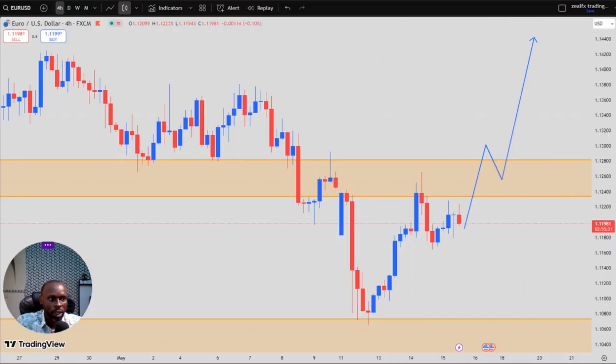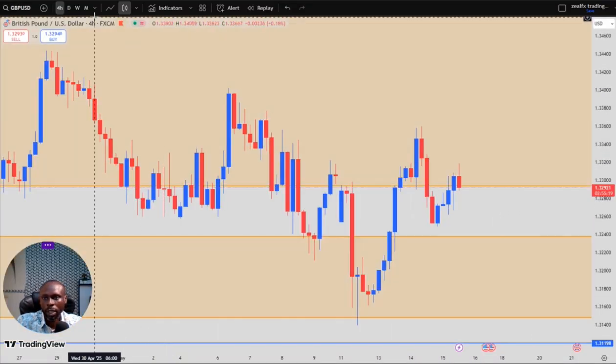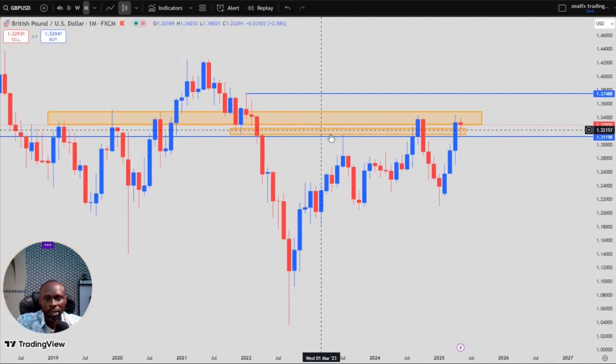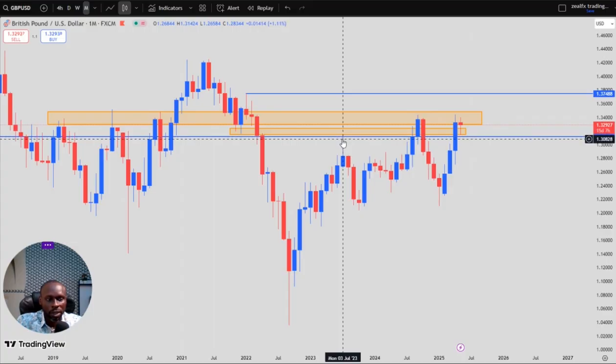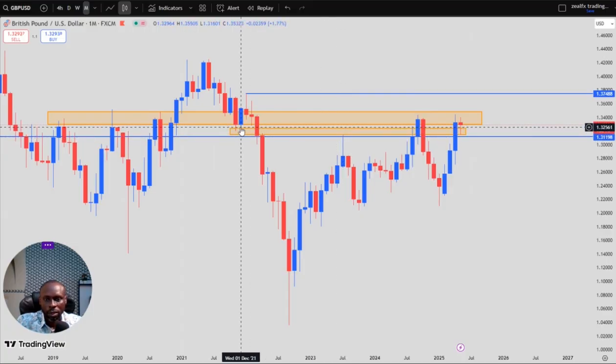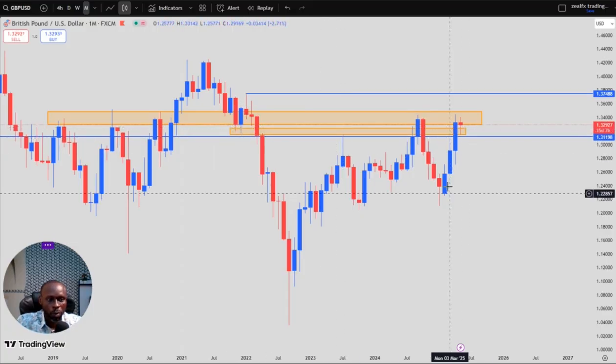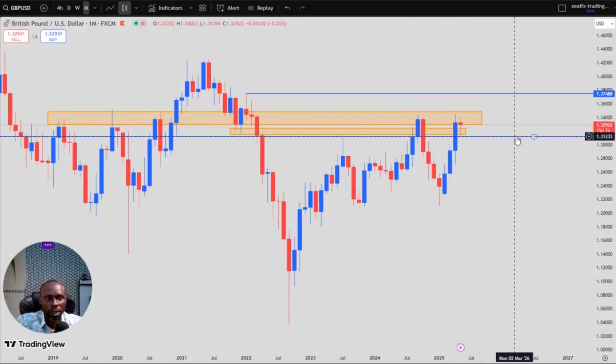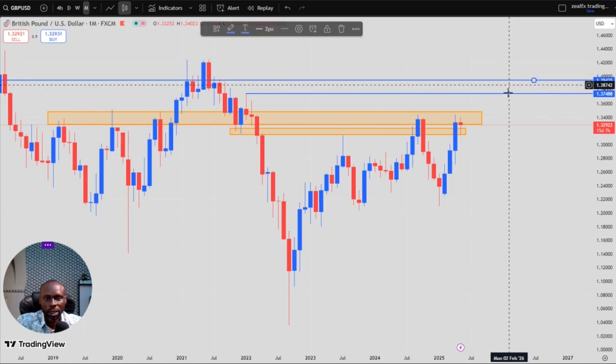So let's look at the Great British Pounds USD. The Great British Pounds USD on the monthly chart also converted this resistance to support and also converted this resistance to support. So price has tested these levels and we expect price to continue to push higher, to move to this next resistance level.